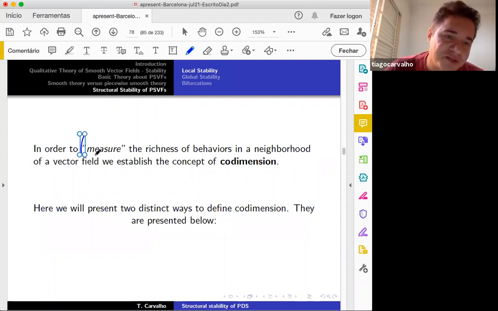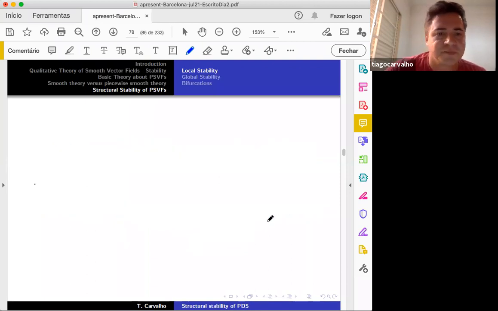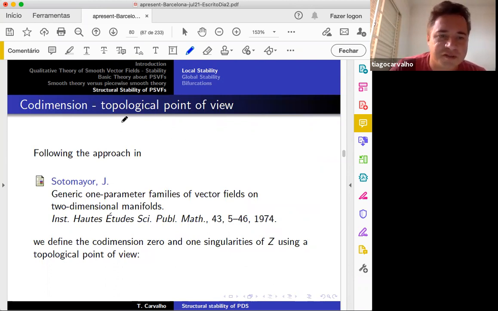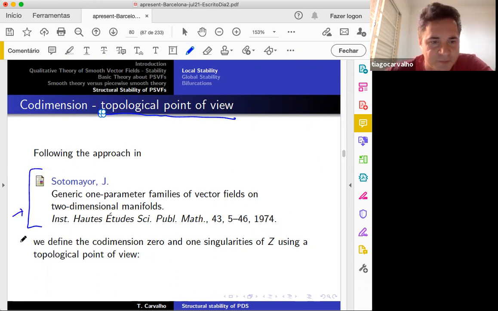In order to measure the richness of behavior in a neighborhood of a vector field, we establish the concept of codimension. In this talk, we will present two very distinct ways to define codimension. The first one has a topological point of view, and it is given, to the best of my knowledge, for the first time in this paper.